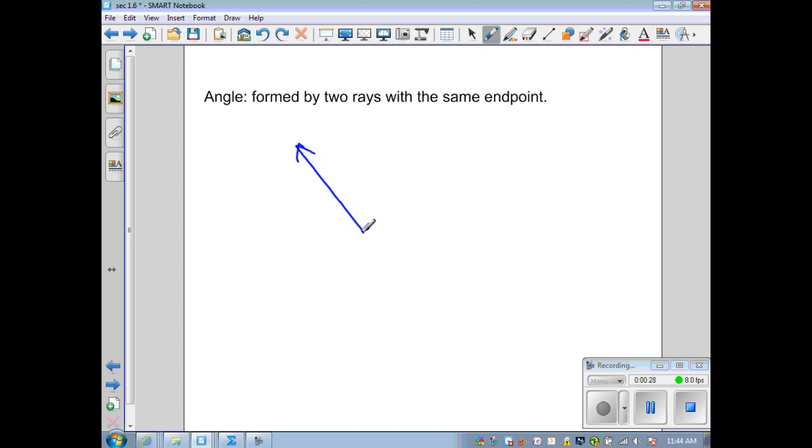So we could draw an angle. We have two rays. They have a common endpoint. We can label the ray AB and another one AC. Therefore, I have an angle, and I can call that angle BAC.